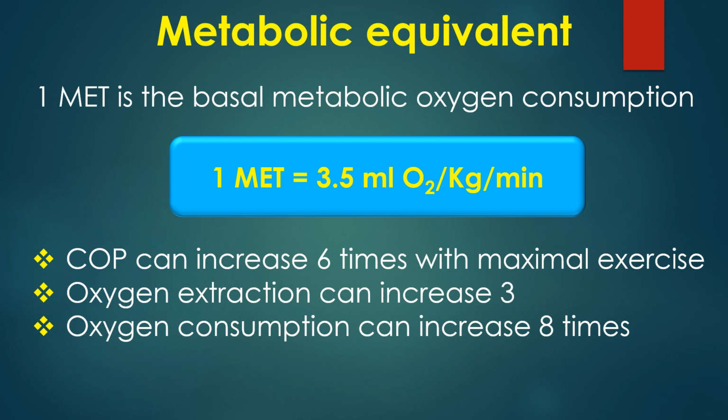MET, or metabolic equivalent, is the basal metabolic oxygen consumption. 1 MET is equal to 3.5 ml oxygen per kg per minute. Cardiac output can increase almost 6 times with maximal exercise. Oxygen extraction from arterial blood can increase almost 3 times with peak exercise. Hence, oxygen consumption can increase about 18 times, which is known as VO2 max.